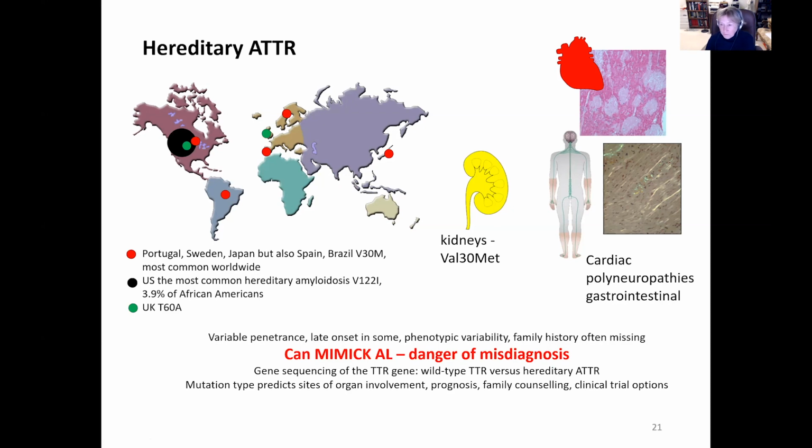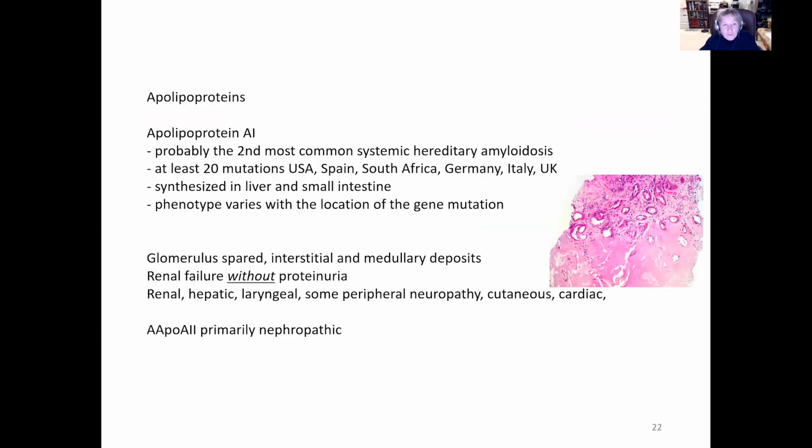There is a lot of phenotypic overlap between hereditary ATTR and AL, and misdiagnosis has to be avoided, and patients diagnosed with potentially hereditary amyloidosis need molecular gene sequencing. In terms of other hereditary amyloidosis, there are several apolipoproteins, and apolipoprotein A1 is the most common.